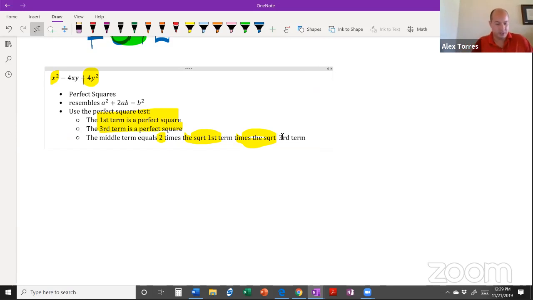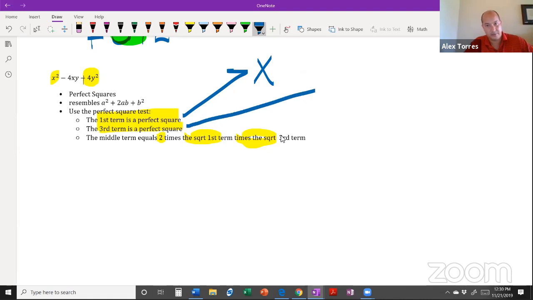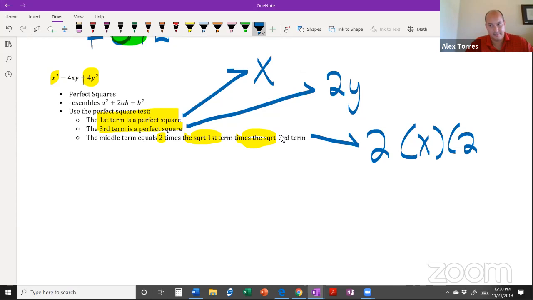Okay, so just kind of going through what that means. So the first term is a perfect square. Is x squared a perfect square? Yes, because the square root is x. Is 4y squared a perfect square? Yes, because the square root is 2y. The middle term, negative 4xy, needs to be equal to 2 times each of those things. Is it 2 times x times 2y? Is it equal to 4xy? Yes, it is. Now we're purposely ignoring the signs.